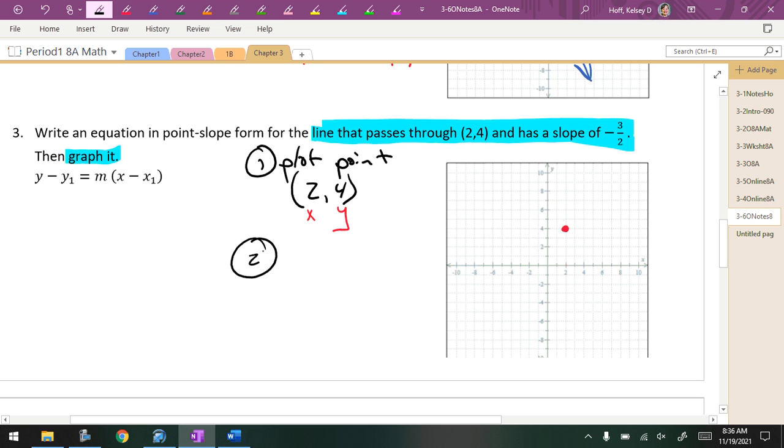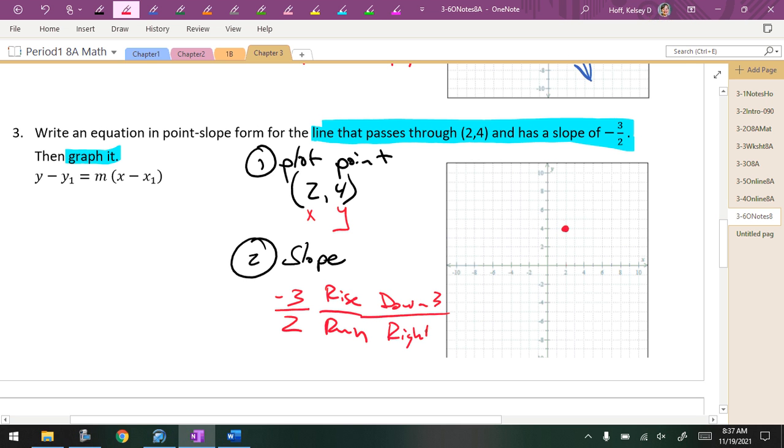Okay. Then we got to use our slope. What's our slope? And put the negative at the top, right? Slope is rise over run. So what does that tell me I'm going to do? Down how many? 3. And which direction? Right 2. So from your point here, down 3, right 2. Should be at 4, 1, yes?